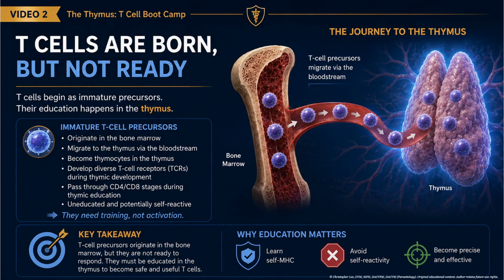They still need to develop diverse T cell receptors, pass through CD4 and CD8 stages, and be tested through positive and negative selection. The testing matters because two problems are possible. First, a T cell that cannot properly recognize self-MHC is not useful because it cannot inspect antigen properly. Second, a T cell that recognizes self too strongly is dangerous because it can contribute to autoimmunity. Thus, the thymus is trying to find a balanced middle ground: T cells that can recognize self-MHC but do not strongly attack self-antigens.